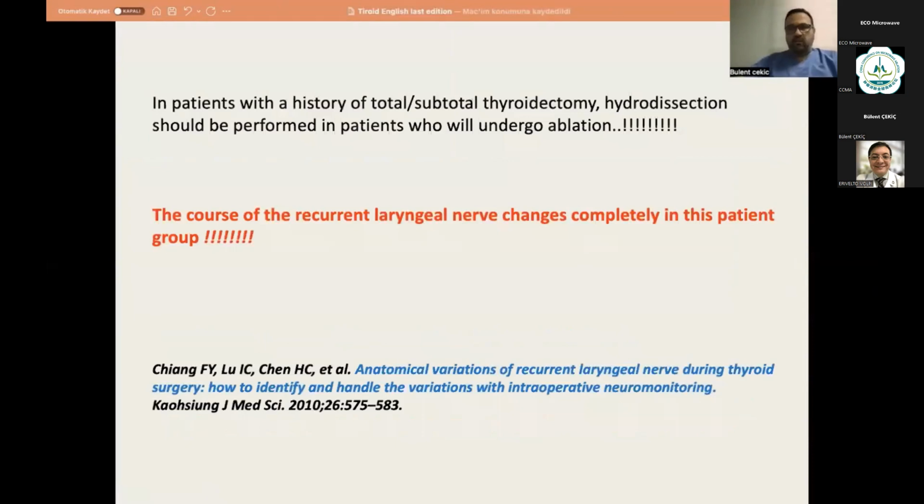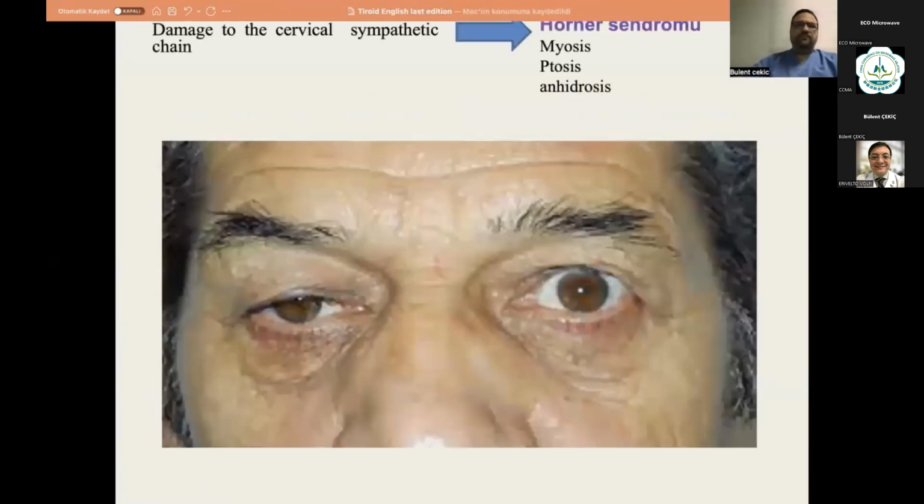And another important point is in patients with a history of total or subtotal thyroidectomy, and this is a big group, because the surgeon doesn't want another operation in this group, we must use hydrodissection because the course of the recurrent laryngeal nerve changed completely in this patient group. Here is one of my patients.